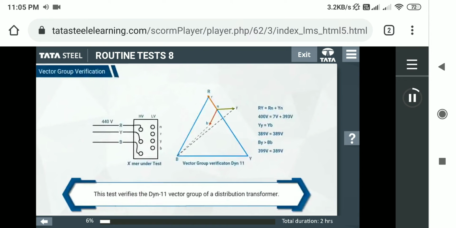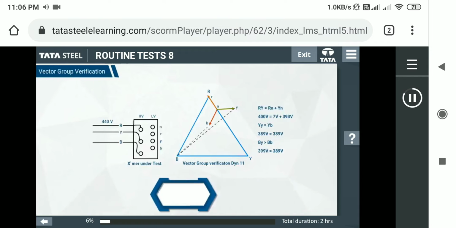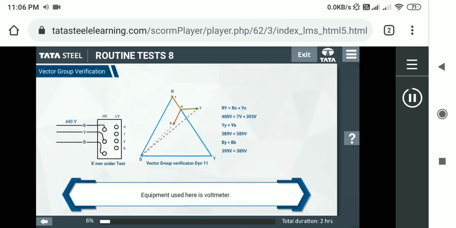This test verifies the DYN11 vector group of a distribution transformer. Here, vector group means angular displacement between HV and LV of same phasor. For example, capital R and small r. Equipment used here is voltmeter.